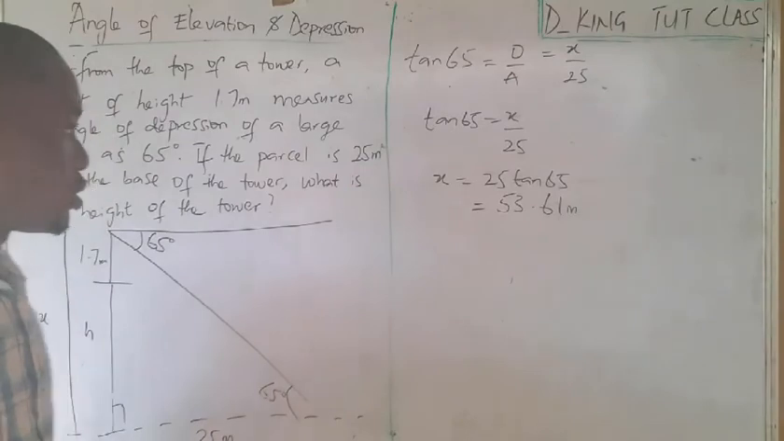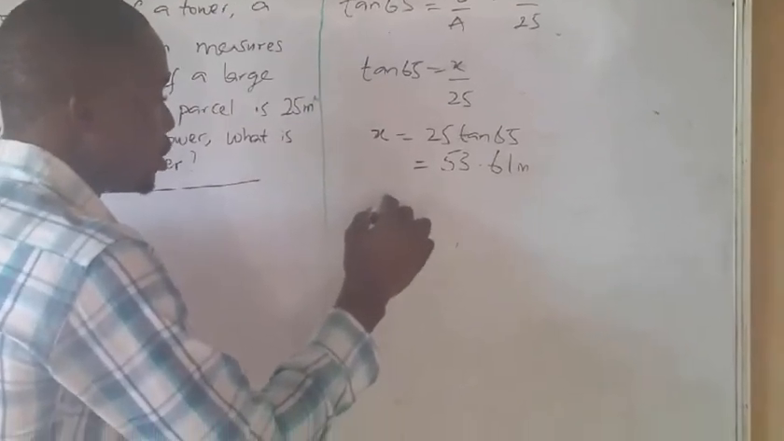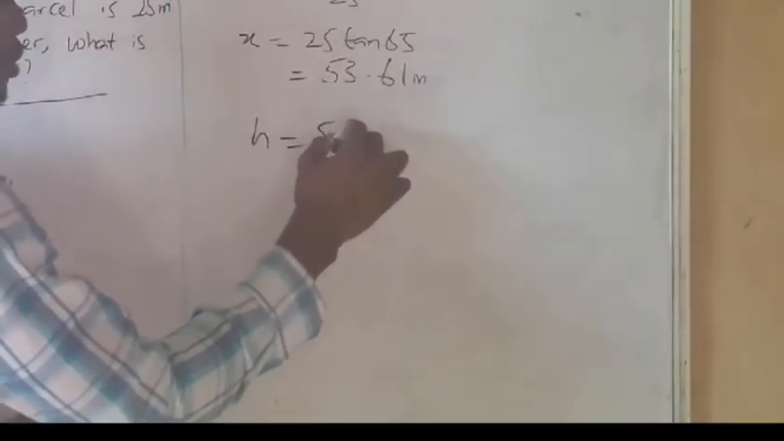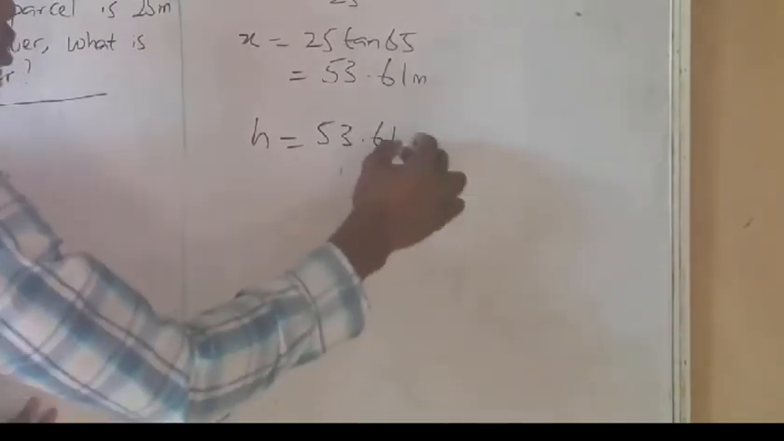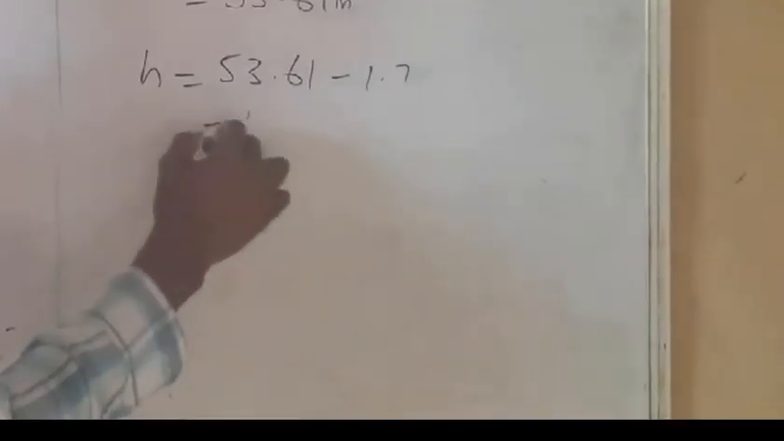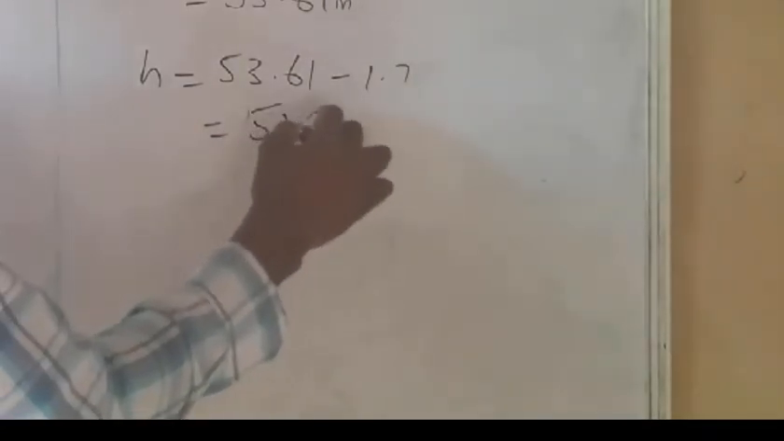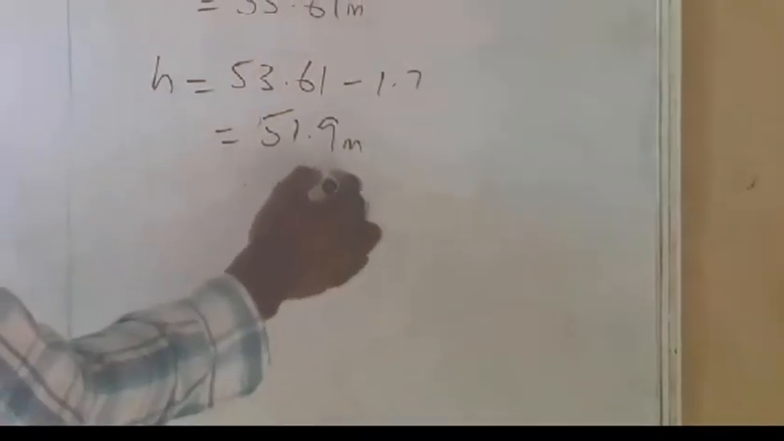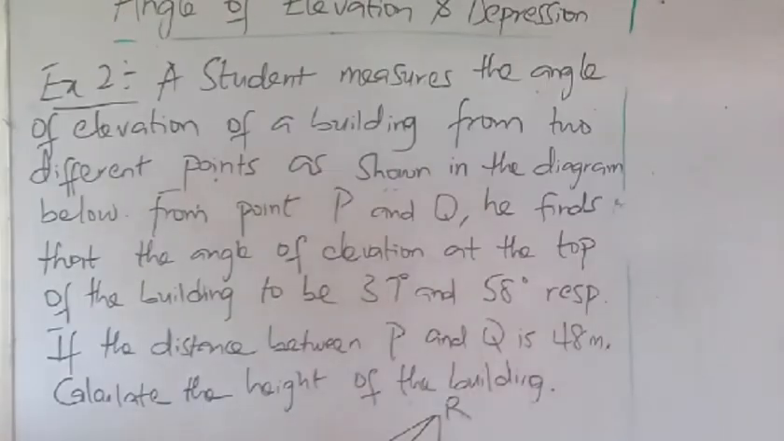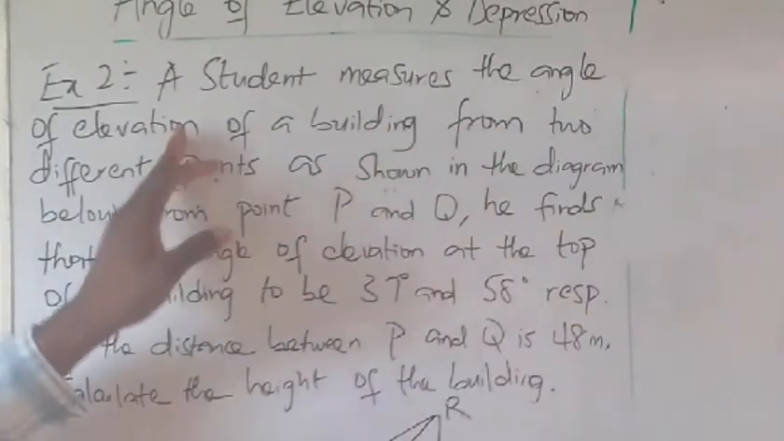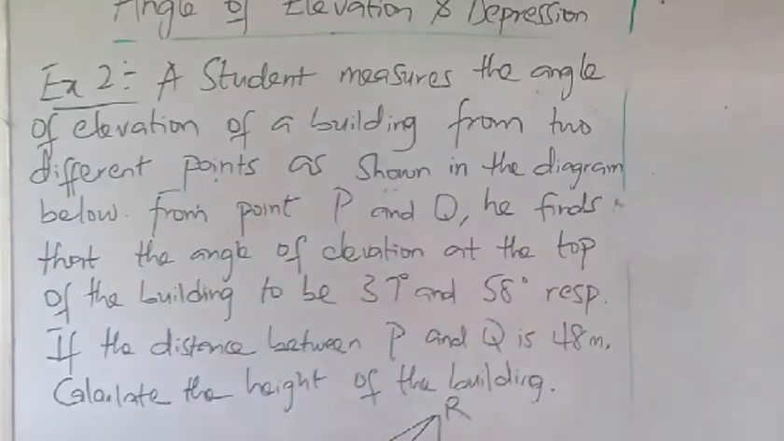53.61 meters. Now, to get the height of the tower, we subtract the height of the boy standing from the height of the tower. Make the answer 51.9 meters.